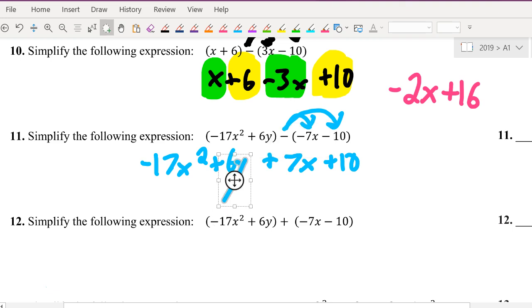They all have different variables. So, if you look carefully, we have x squared. There's no other thing with x squared. We have a y, we have an x, and we have a constant. So none of these can combine. So that's your final answer right there.